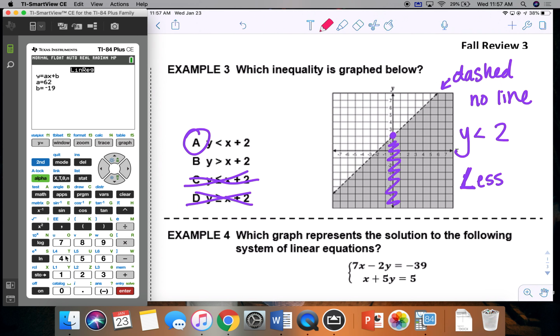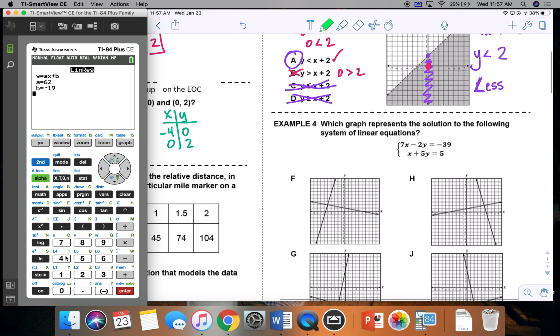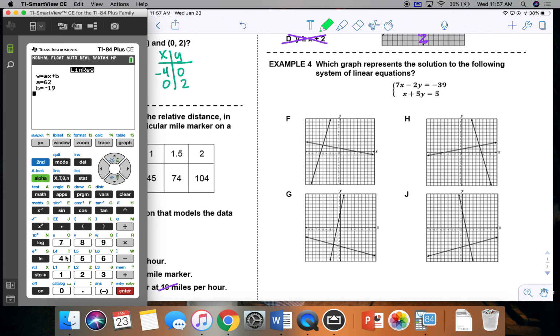The other option you have is to notice that 0, 0 is in your shaded area. So you could plug in 0. Is 0 less than 2? Yes. If you plug it into answer choice B, 0 is not greater than 2, so you can do point testing of something in the shaded area.